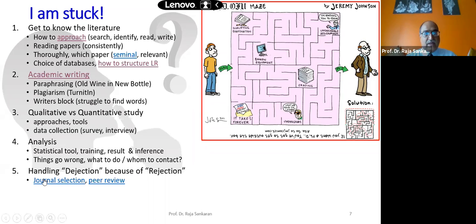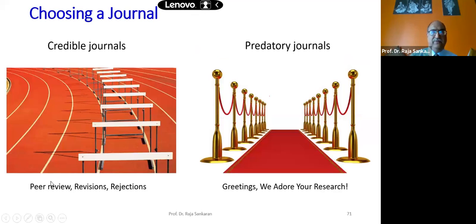Now, the key things are the selection of the journals as well as the peer review process, which we should know about. The first and foremost thing is, how do we choose a particular journal? Always understand the difference between credible journals and predatory journals. Predatory ones are those who give a warm, red carpet welcome. They say, come and publish with me. It will be a quick sale, within 1 month, 2 months. Within a week, you will get yours published.